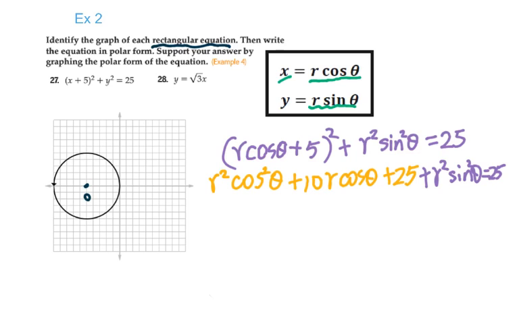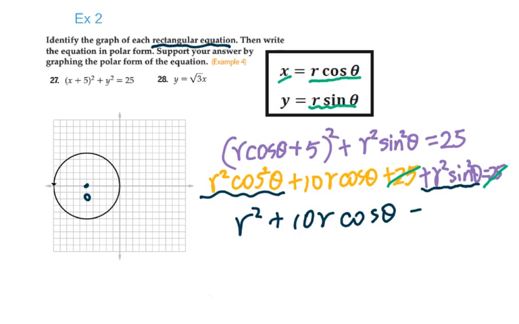So we simplify, this 25 is gone. And r squared cosine squared theta plus r squared sine squared theta gives r squared, because sine squared theta plus cosine squared theta equals 1, and plus 10 r cosine theta equals 0. We take r outside. Then we get r times r plus 10 cosine theta equals 0.